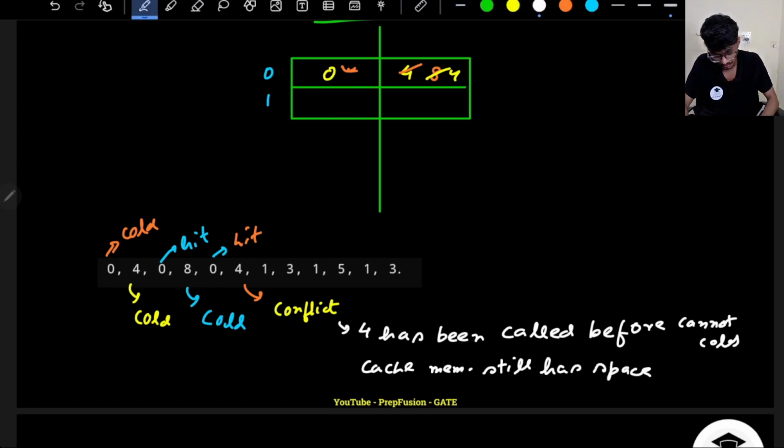Okay, so if cache memory still has space, that means it cannot be a capacity miss as well, it has to be a conflict miss. So this will be a conflict miss. Next I am calling 1. So 1 never has been called before, it will be a cold miss and 1 will be placed over here.